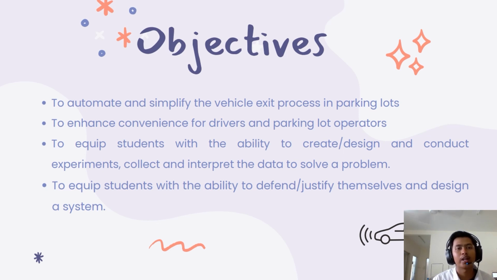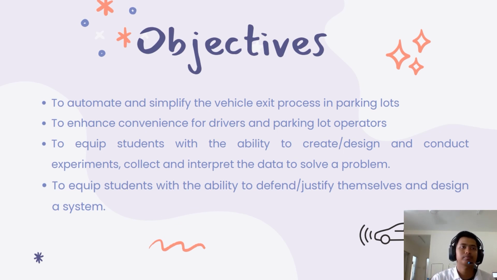Today, I would like to present about the objective of the car parking ticket system. For this OEL2, the first objective is to automate and simplify the vehicle exit process in the parking lot. Second, to enhance convenience for drivers and parking lot operators. Third, to equip students with the ability to create, design, and conduct experiments, collect and interpret the data to solve a problem. And lastly, to equip students with the ability to defend and justify themselves and design a system. That's all for the objective of the car parking ticket system.